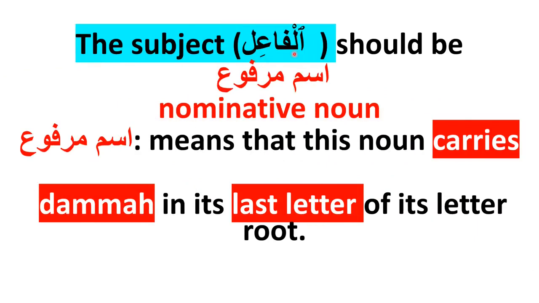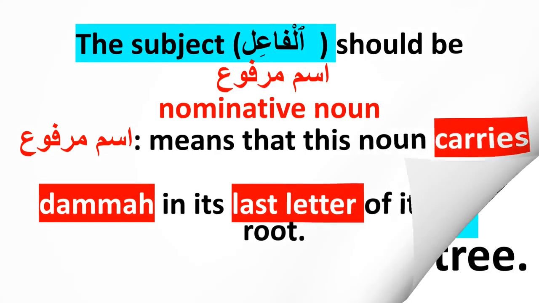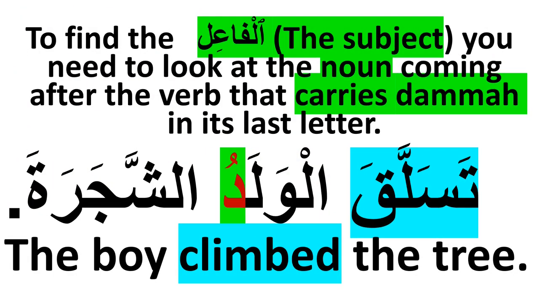The subject al-fa'il should be a ism marfu', nominative noun. Ism marfu' means that this noun carries a dhamma in its last letter of its letter root. To find al-fa'il, the subject, you need to look at the noun coming after the verb that carries the dhamma in its last letter. In this example, the subject of the verb tasallaqa, or climbed, is al-waladu, the boy, because it carries a dhamma in its last letter.